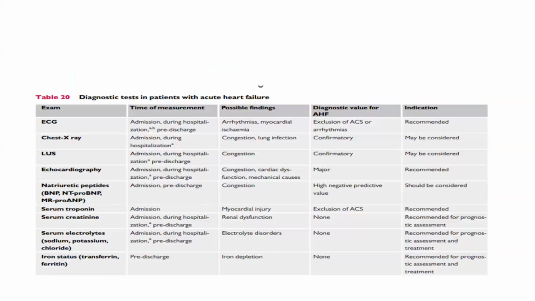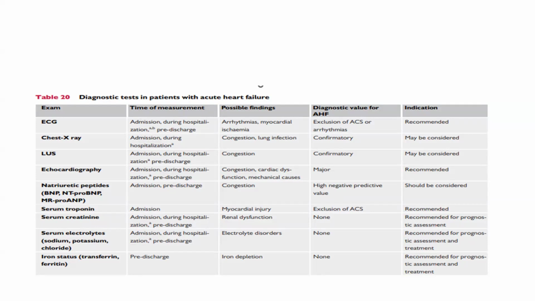So these are the diagnostic tests which are required in a patient with acute heart failure, like ECG. ECG basically we are doing to rule out acute myocardial ischemia and arrhythmia. Then chest X-ray. The chest X-ray we are doing to rule out congestion and lung infection. Lung ultrasound, we are specifically looking for B lines in the context of heart failure. The presence of B lines is indicative of pulmonary edema.